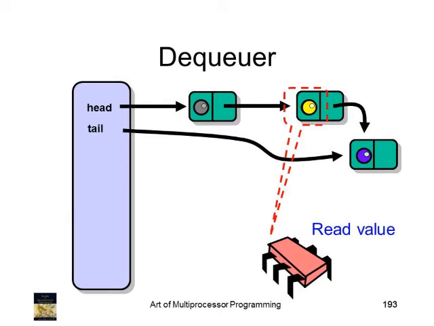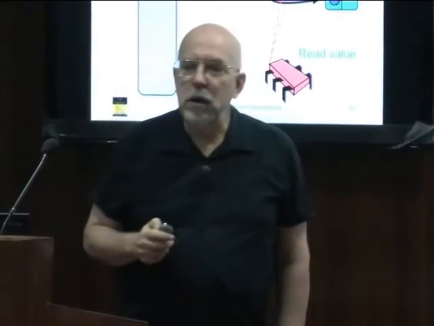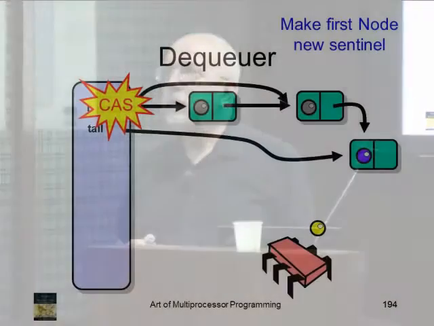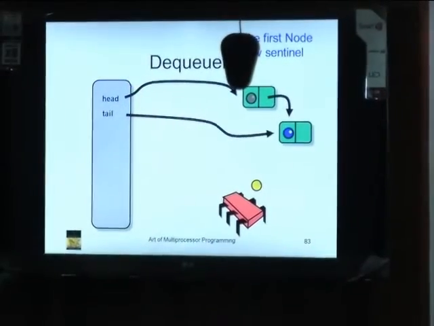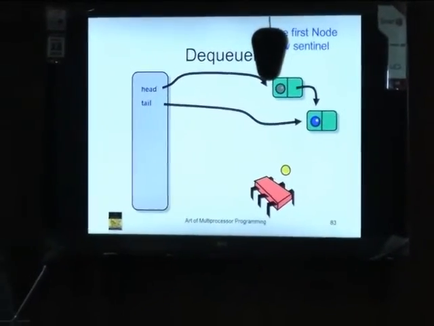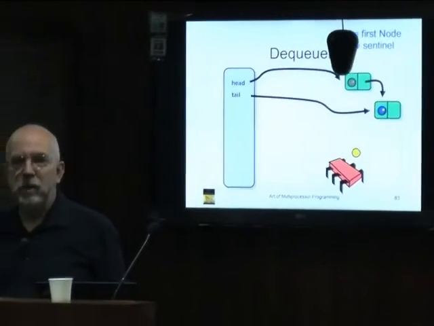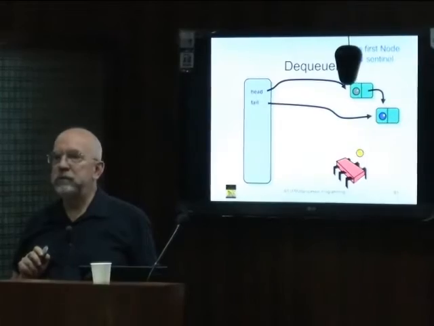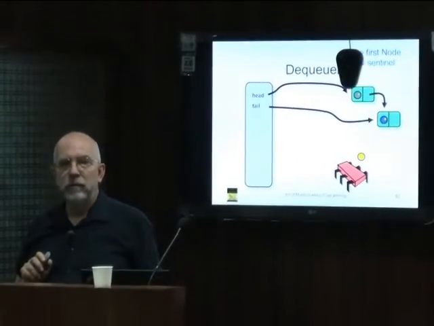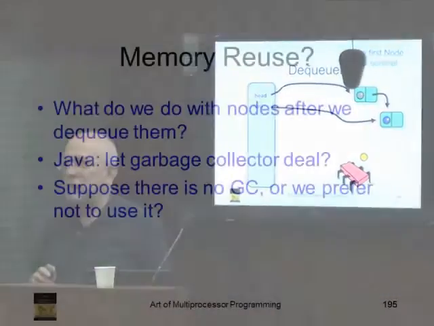What does a DQer do? Well, the DQer reads the value that it wants to DQ, and then it does a compare and swap to make the first node the new sentinel. So this is one reason why having a sentinel is a good idea, because if we didn't have that sentinel, this would be much, much harder. But because we have the convention that the physically first node contains a meaningless value, we can do this.